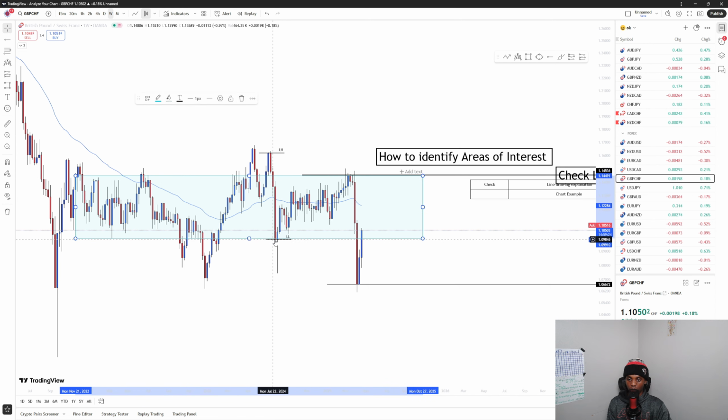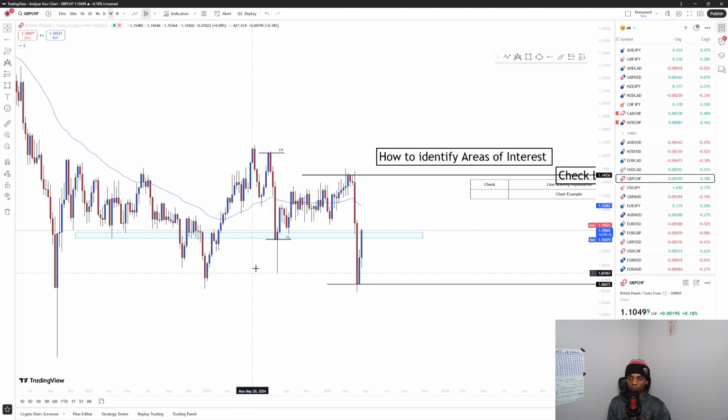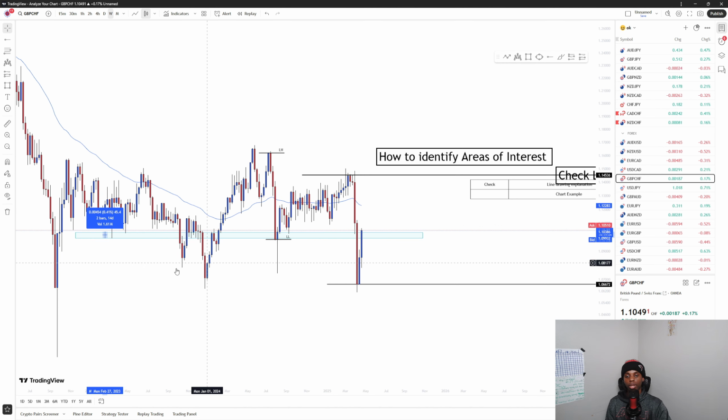continue going down. You get to this structure, bring the top part down. Too big. And how big is this now? 1, 2, 3 touches. We measure this, less than 60 pips, a valid area of interest.